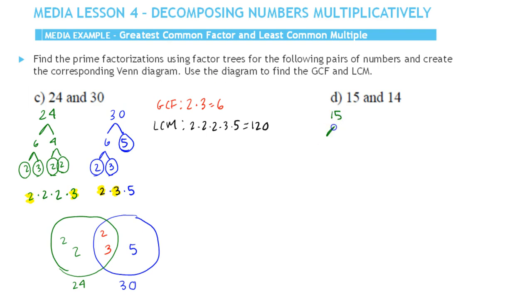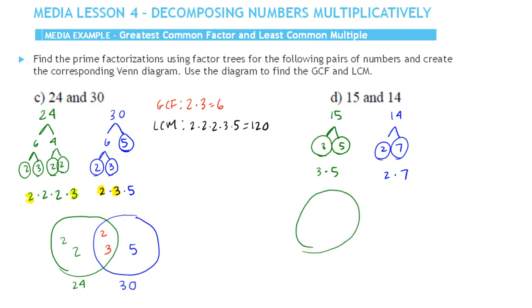So 15 is 3 times 5. Those are both prime. And 14 is 2 times 7, and 2 and 7 are both prime. So those are prime factorizations. Now I'm going to make the Venn diagram. So this is 14, and this is 15.